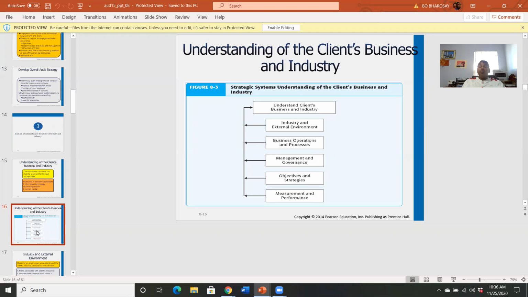Management and governance. Who is managing the business? Is it the owner managing the business, or do they have a separate management from the owner? Objectives and strategies. What are some of your objectives? What are the strategies incorporated? Measurements and performances. How do you evaluate your performance, what net income you're looking for, how much sales you're looking for.